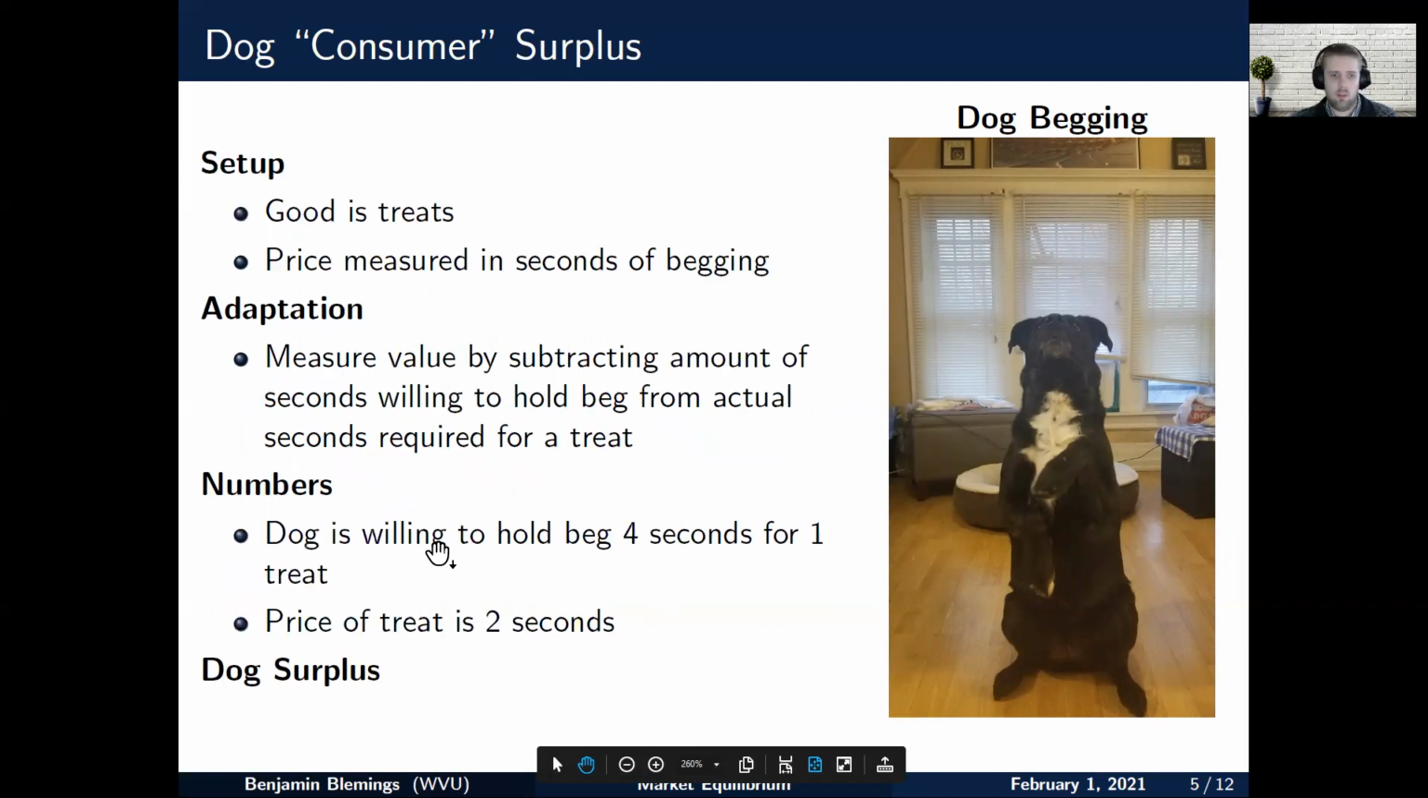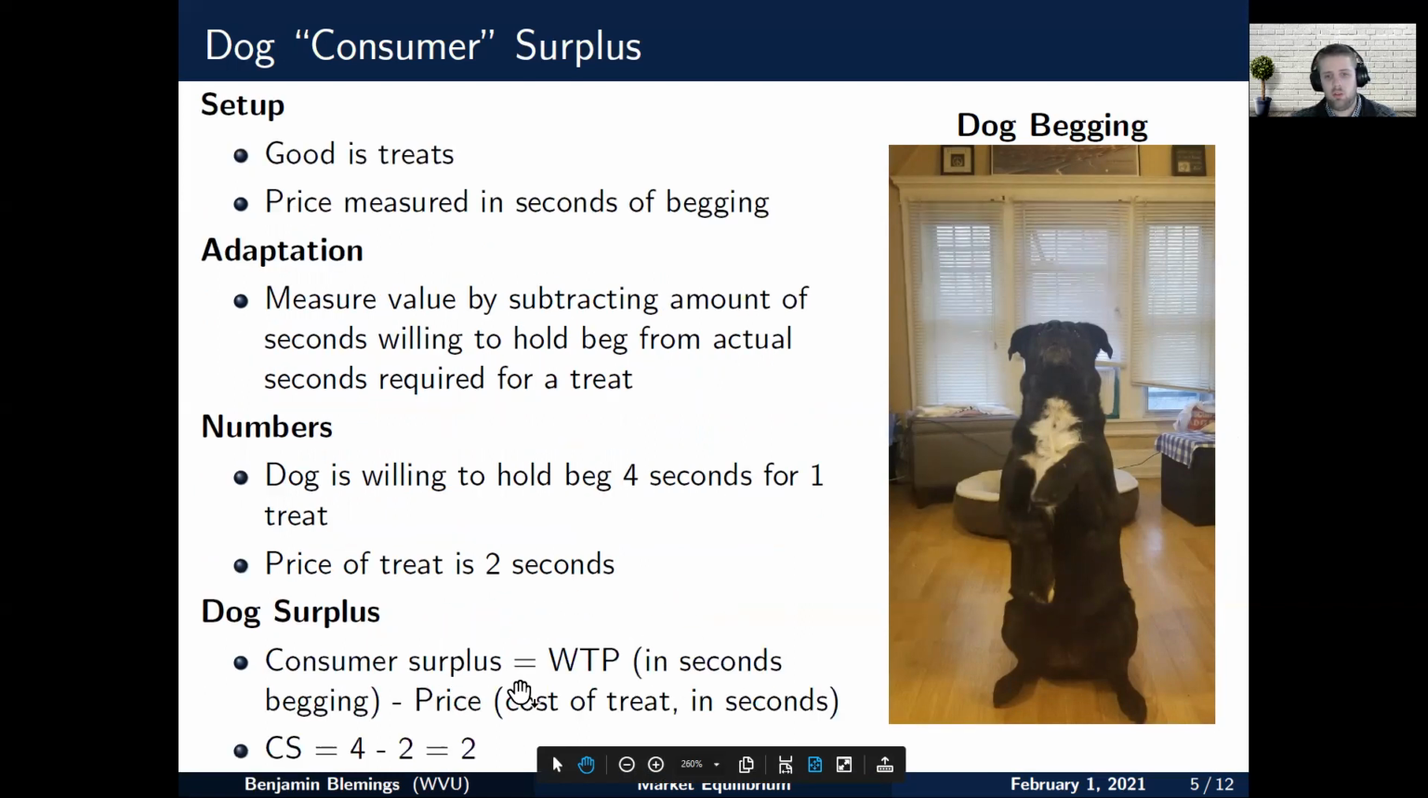So let's add some numbers to this. Let's say the dog would be willing to hold beg for 4 seconds to get 1 treat. And I'm going to call the price of the treat 2 seconds. So if the dog holds the pose for 2 seconds, then I'll give it 1 treat. And so the dog's consumer surplus is the willingness to pay, the seconds they'd be willing to hold the beg, minus the price, the cost of the treat in seconds. And so the consumer surplus in this case is 2 for the dog. And so that's my intuitive example for consumer surplus.